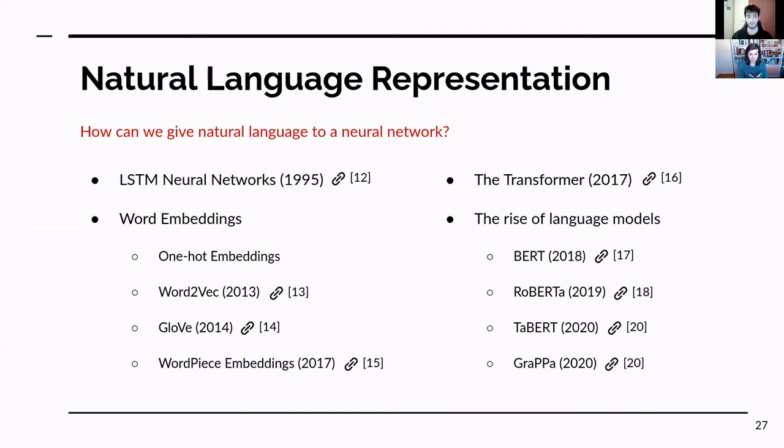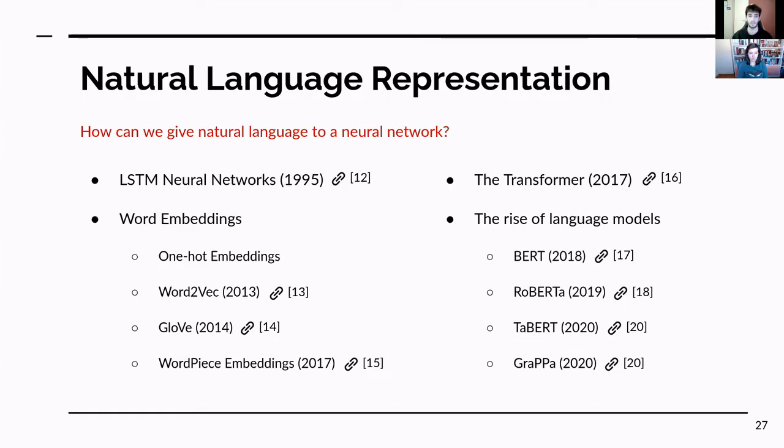The standard way that this was done until very recently was by using a word embedding algorithm, such as the more primitive one-hot embeddings, or a more advanced algorithm such as word2vec, GloVe, or WordPiece. And we would process these numerical vectors with a recurrent neural network such as an LSTM network.